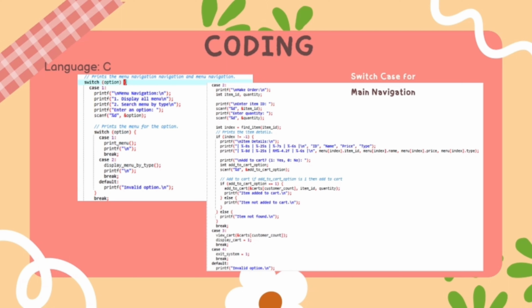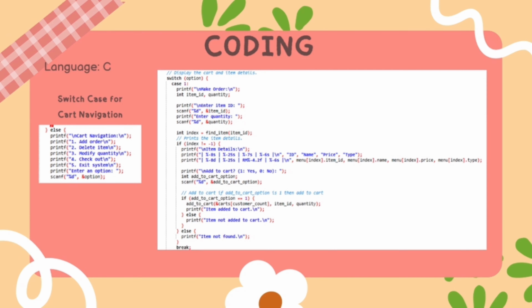Case 2 will add to cart. It will ask the customer to enter the item ID and desired quantity for the item they want to order. Case 3 is view cart. It will call the view cart function to display the items currently in the customer's cart. And lastly, case 4 is to exit system. It will end the ordering process for the current customer.